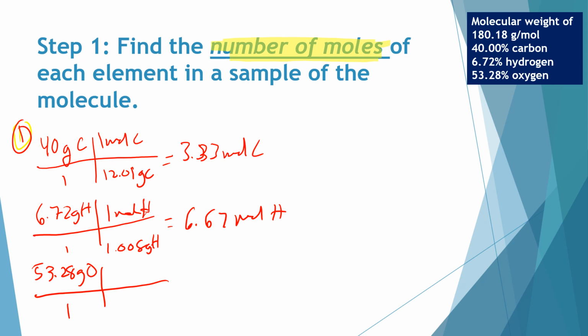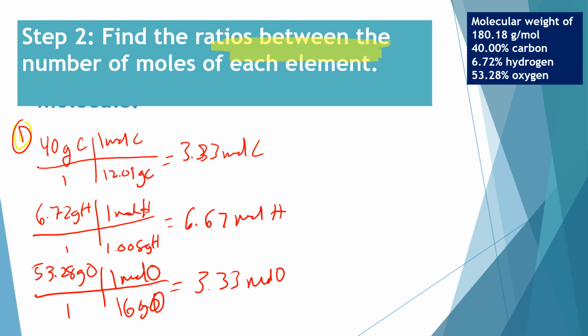Now I'll convert my grams of oxygen to moles. So 1 mole of oxygen, just straight up oxygen, is 16 grams of O. It's going to be also 3.33 moles of oxygen. I know we said it's going to always be diatomic, but we're not dealing with reactions right now. So try to be careful that you don't do that.